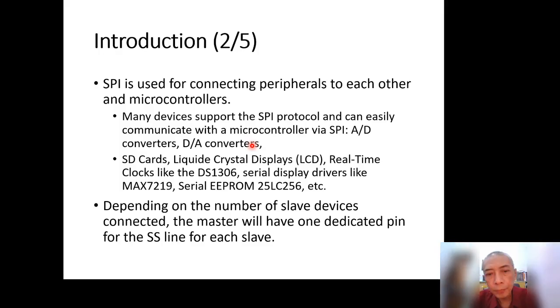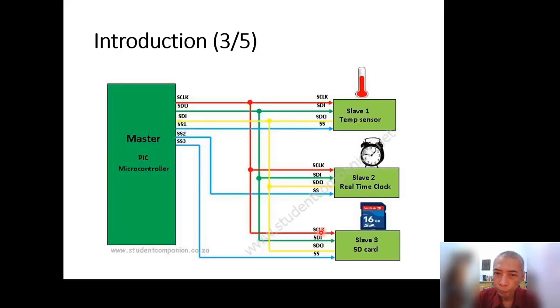Depending on the number of slave devices connected, the master will have one dedicated pin for the SS or CS line, chip select or slave select, for each slave. This is an illustration of how to connect one master to three slaves. One slave is a temperature sensor, the second slave is the RTC or real-time clock, and the last slave is the SD card.